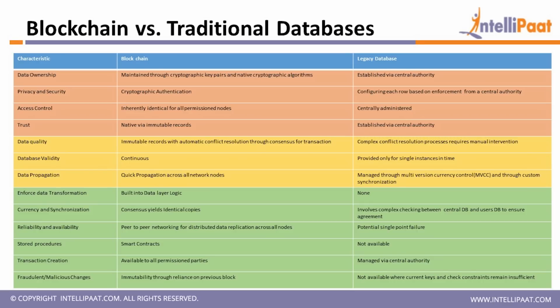In legacy databases, this is not available, where current keys and check constraints remain insufficient. So it's again a question in current databases whether fraudulent or malicious changes can happen. There is always a chance and risk of changing the existing data. So that was a brief introduction about the differences between blockchain and legacy databases.